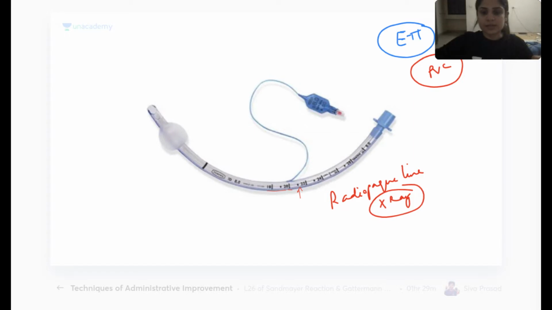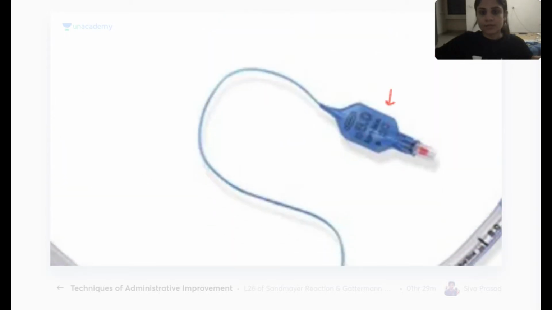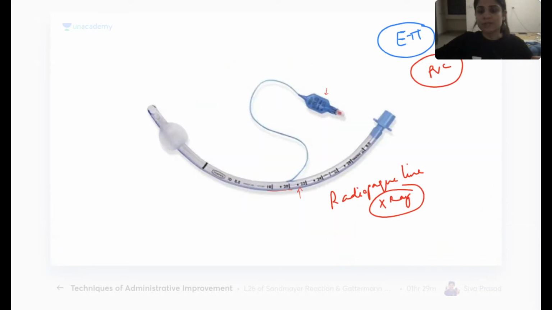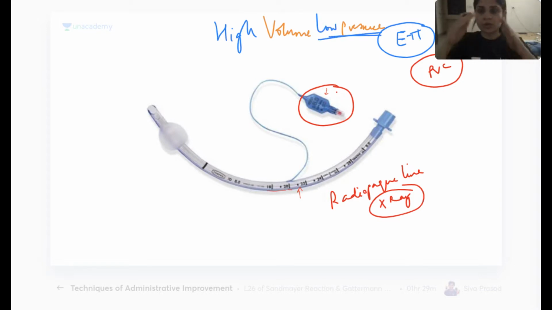Okay. The next question that they will ask you about is what kind of cuff is this? What is the type of cuff? Is it a high volume, low pressure cuff or is it a low volume, high pressure cuff? What kind of cuff is present in a normal endotracheal tube? High volume, low pressure or low volume, high pressure? No. All of you are wrong. So it is a high volume, low pressure cuff. Okay. Remember, the pressure will always be low so that it does not affect the trachea. If this is your tube, the cuff pressure should not be very high. If the cuff pressure is too high, it will cause damage of the tracheal mucosa. So we always have a high volume, low pressure cuff in case of an endotracheal tube.